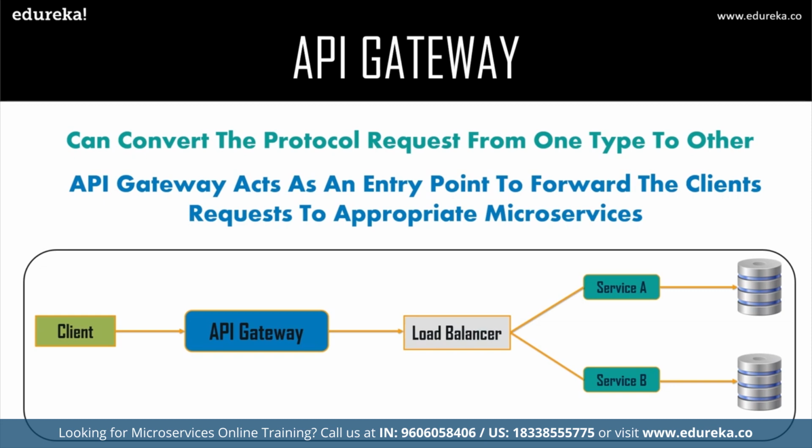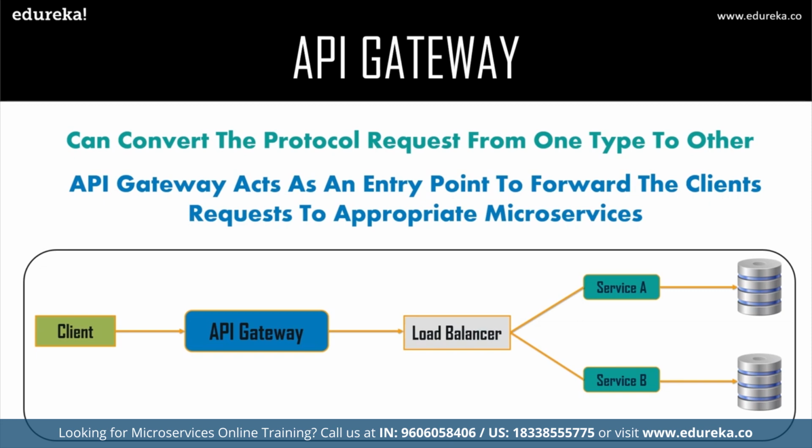Maybe you have a client A sending a specific request, or maybe client B sends a different kind of request, right? With the help of this pattern, you can create fine-grained APIs for all different kinds of clients and requests. Also, since developers are always concerned about how to handle multiple protocol requests, API gateways can convert the protocol request from one type to another. Similarly, it can also offload the authentication responsibility of a specific microservice.